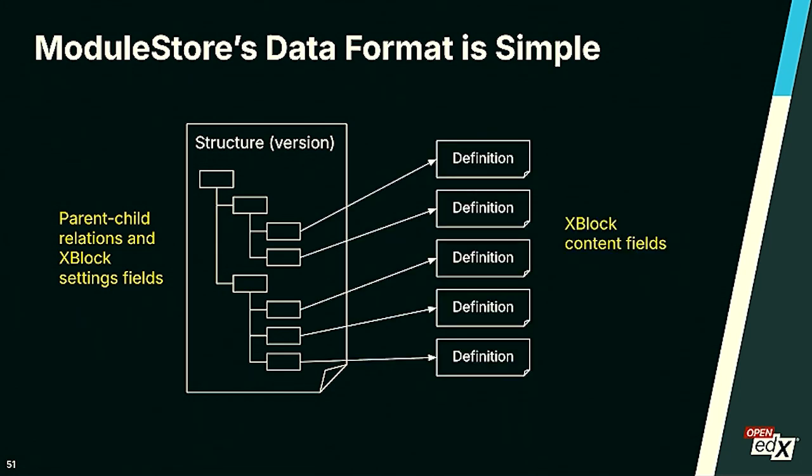The structure document has pointers to definition documents. Now, these aren't actually relational pointers or anything. They're just IDs, but that's the world we're in right now. But those definition documents store XBlock content scope fields. This would be like the text of a problem. And the serialization for those fields is fairly simple because that's defined in the XBlock core API itself. And yeah, that's pretty much it.